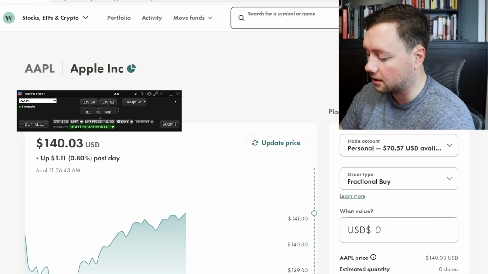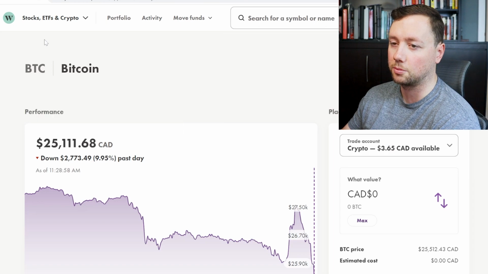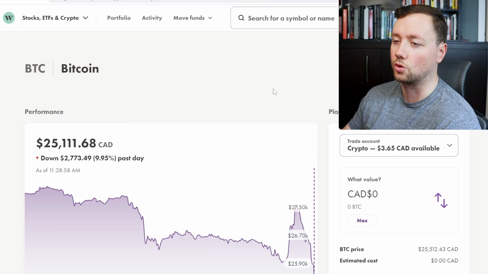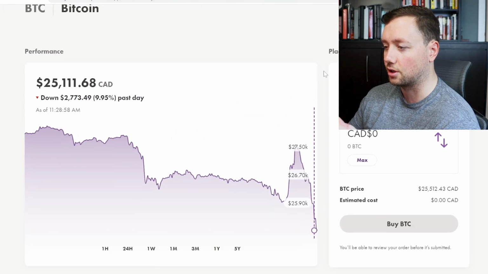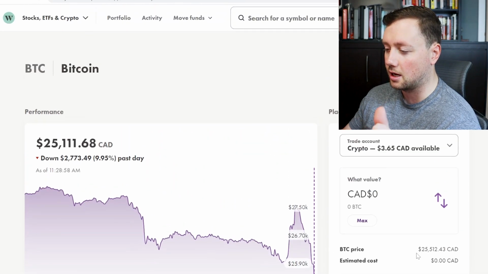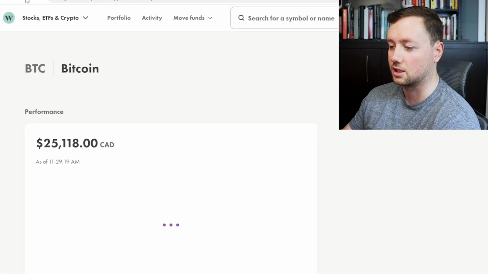Now, the next thing that I want to do here is compare things with regards to crypto. So we're going to compare WealthSimple and Newton. Newton is the platform that I use to store most of my crypto on, and then WealthSimple is probably the most popular platform here in Canada. So as of right now, you can buy $1 worth of Bitcoin, and the price of that Bitcoin is $25,512. Let's just refresh this.